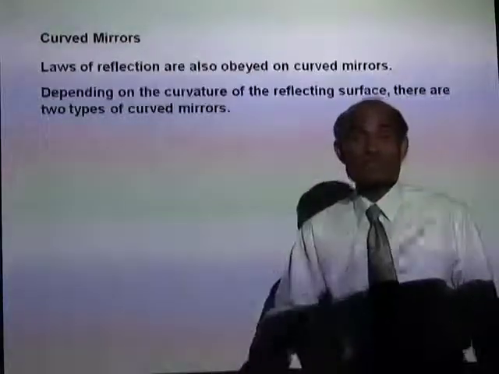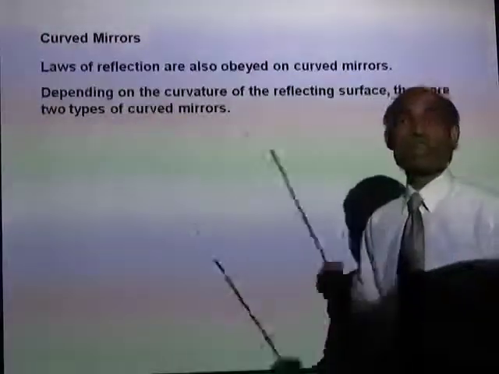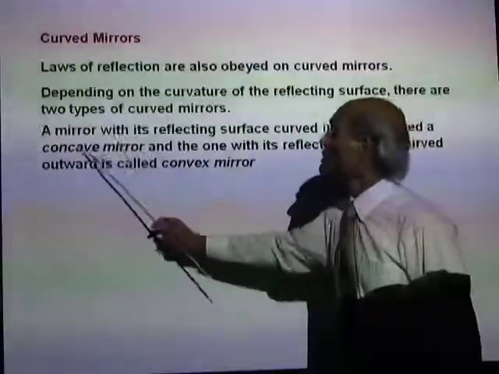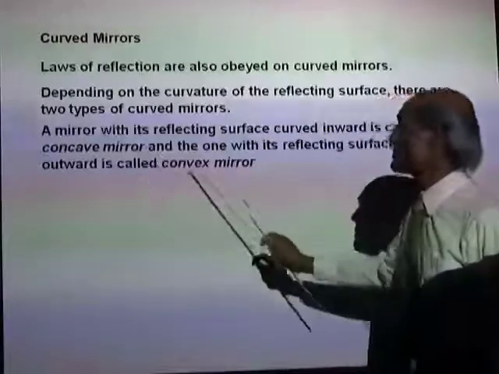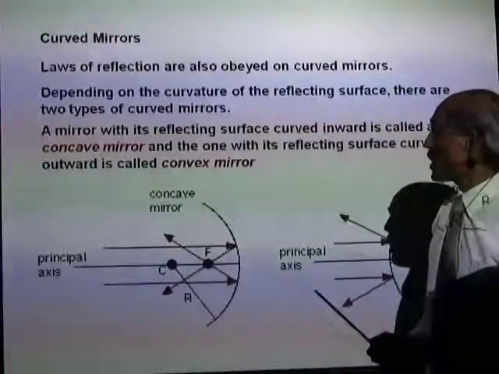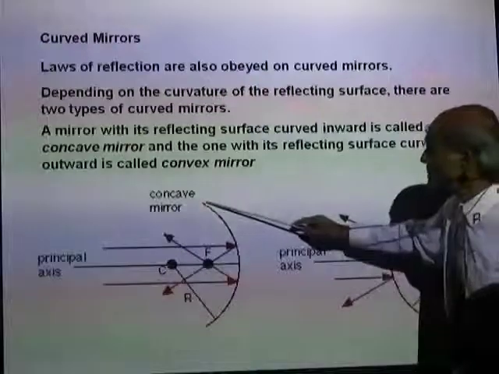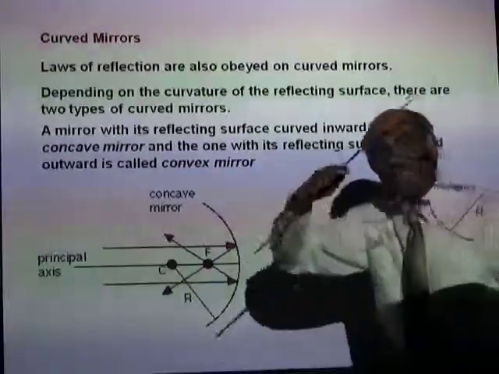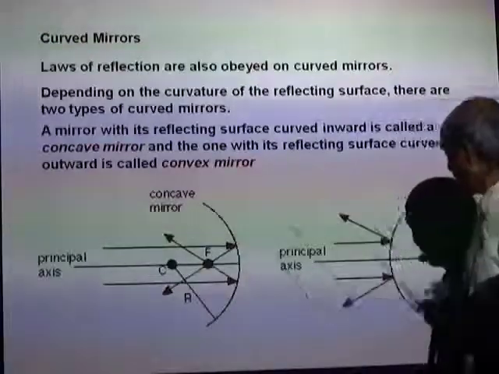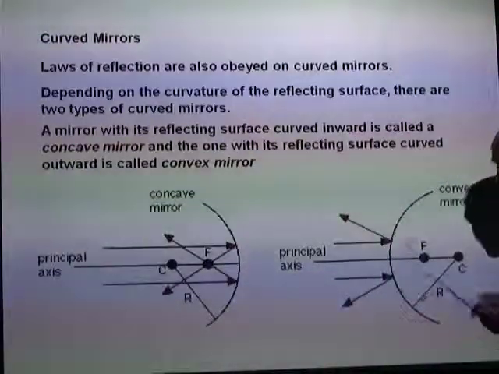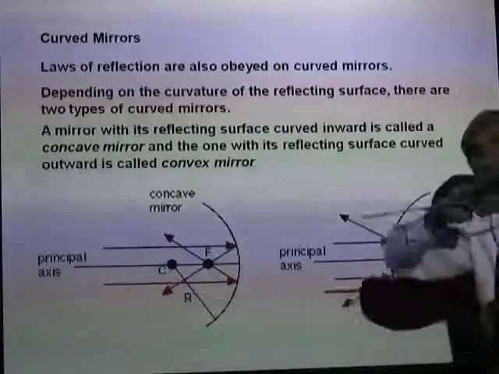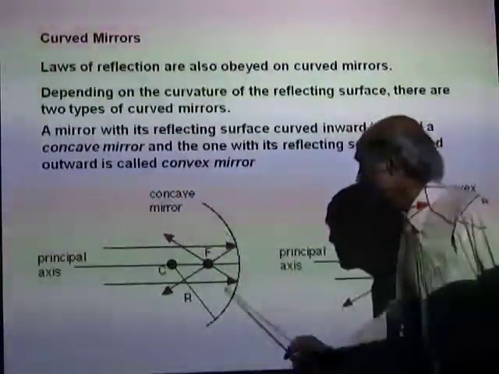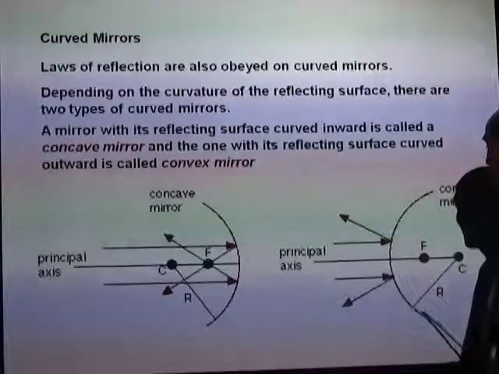Depending on the curvature of the reflecting surface, there are two types of mirrors. One type is a concave mirror, and the other is a convex mirror. If you notice a concave mirror, the reflecting surface is caved in. On the other hand, in a convex mirror, the reflecting surface is caved out. So that's a concave mirror, and this is a convex mirror.